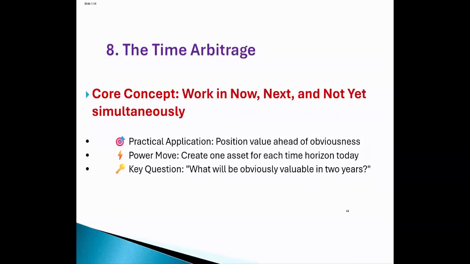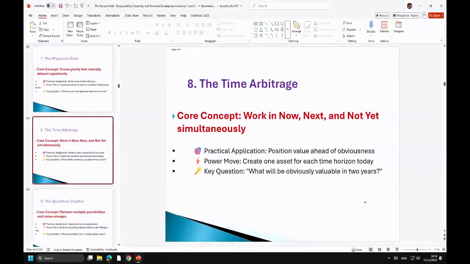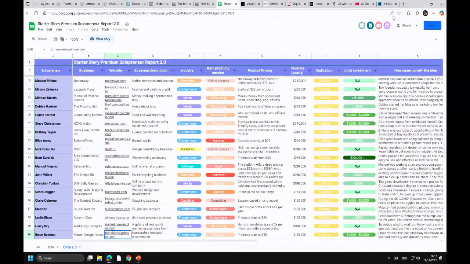Time arbitrage. Can you create an asset for the future? What will be obviously valuable in 2 years? What will be obviously valuable in 5 years? 2030. Can you predict the new world in 2030? And can you adapt, position yourself, your assets for 2030 right now? Okay, so it is about predicting the future, yes, but also positioning yourself for the future.